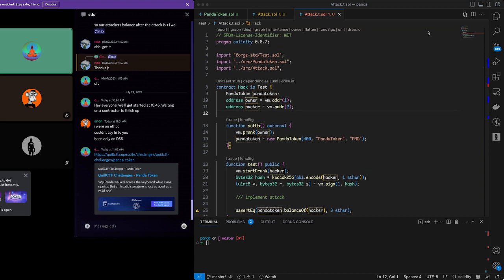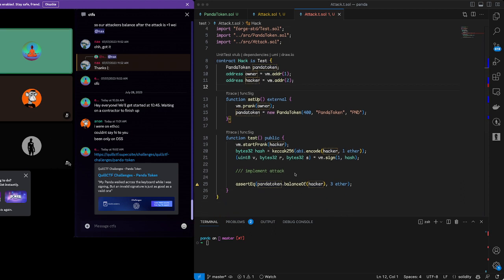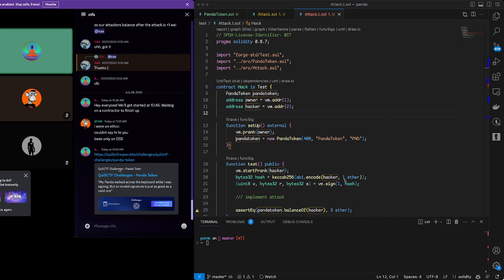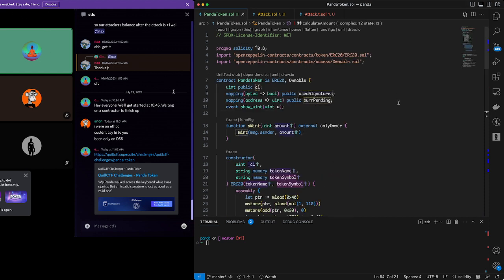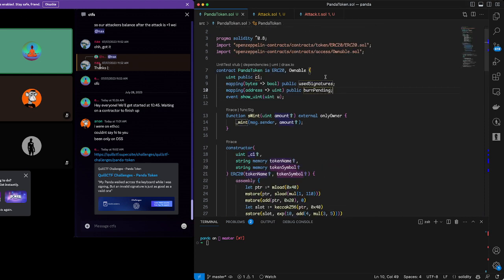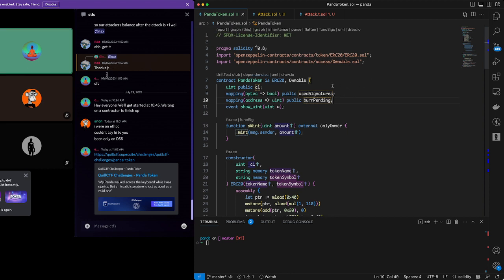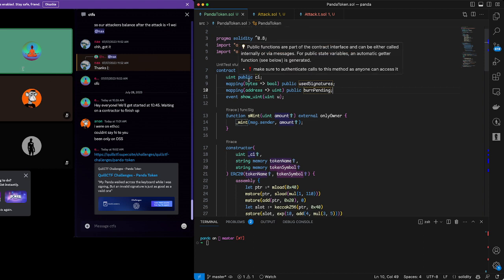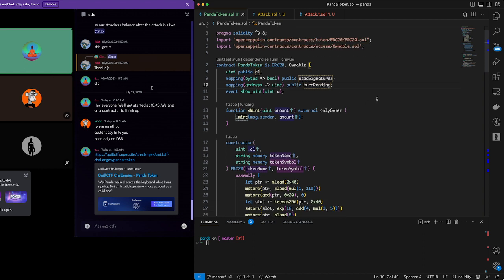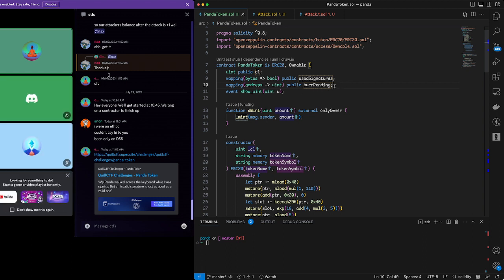So we have a little bit of insight from how this test is set up, implementing the attack here. But let's take a look at specifically what's happening here, kind of get a sense of the code. So we know it's an ERC20. I think everybody here is mostly familiar with that. They have a public variable that they're storing. They have 2 mappings, one tracking signatures and another one tracking burn pending. So we'll see how that gets used throughout the code.